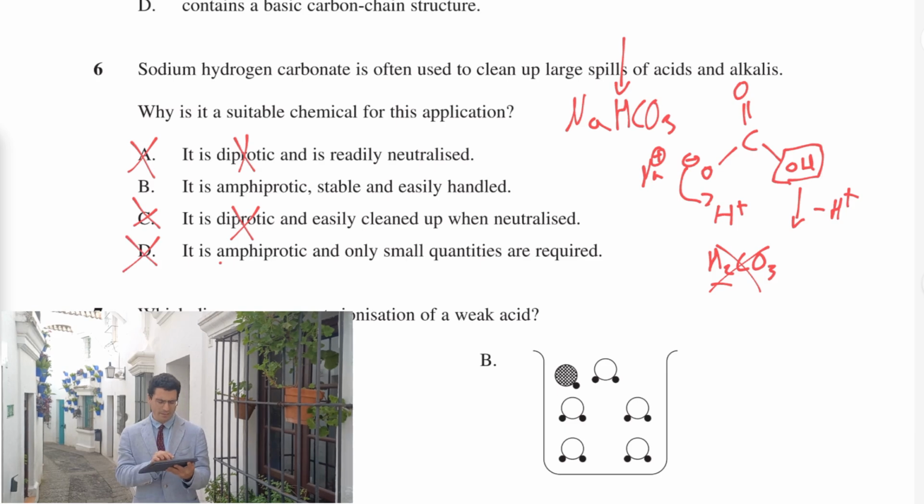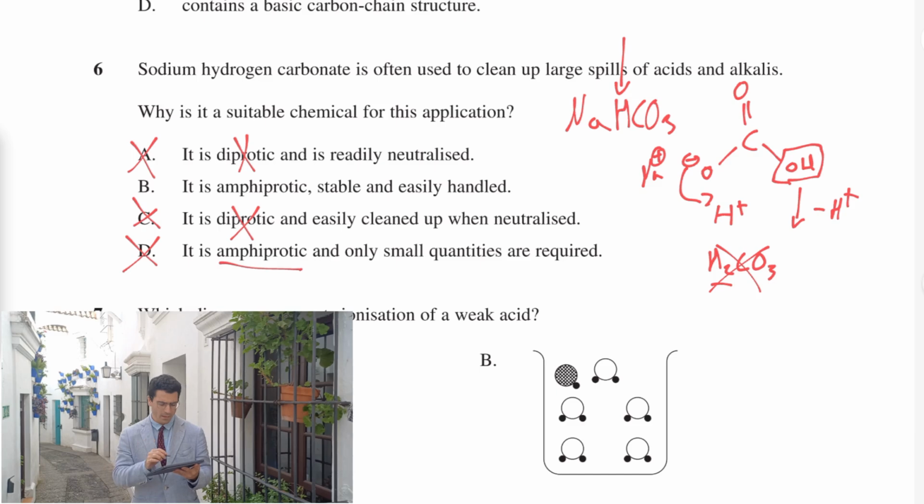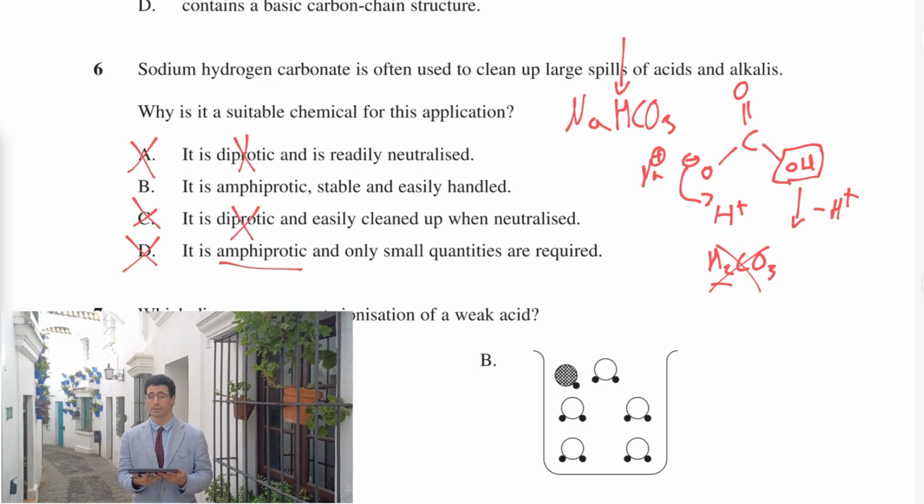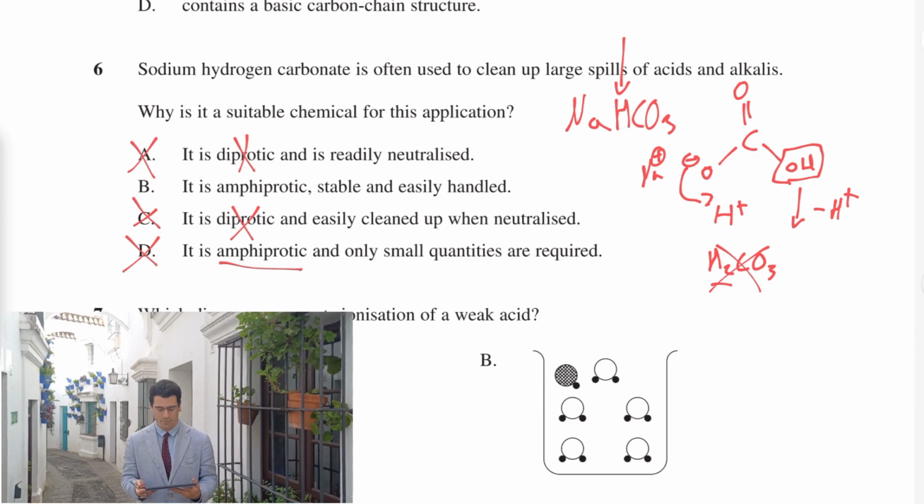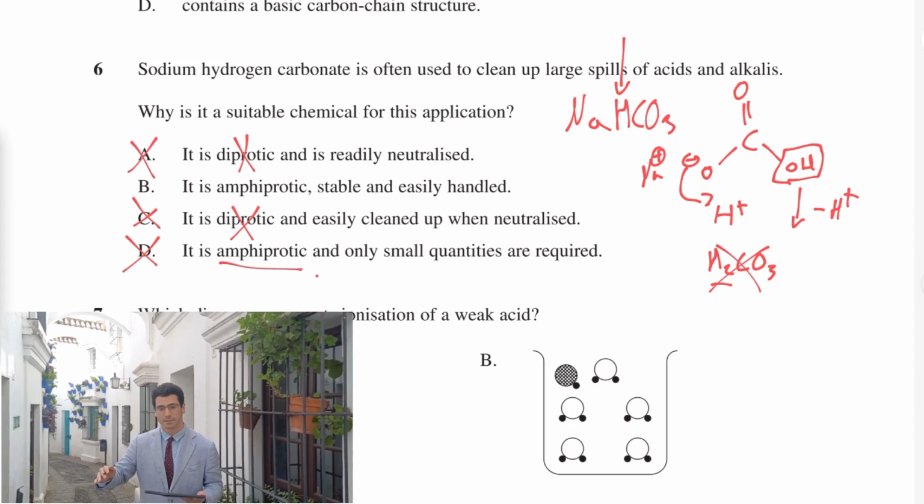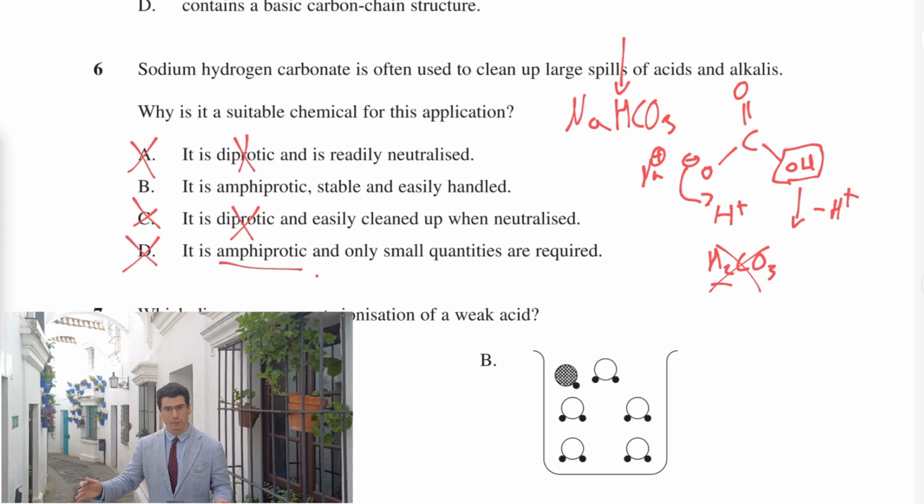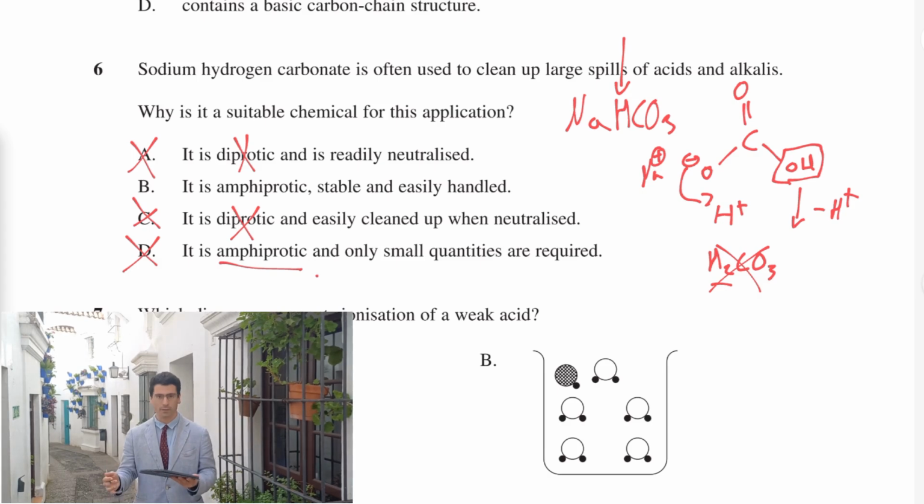Now, D is true in the fact that it's amphiprotic, so that's correct, and only small quantities are required. Okay, well, let's have a think about that. We're talking about large spills of acids. So when you add sodium bicarbonate to an acid, you will get the following reaction. Let's pretend that the acid spill was a truck which was containing large amounts of hydrochloric acid, which was going through the motorway and then crashed, fell all over the motorway.